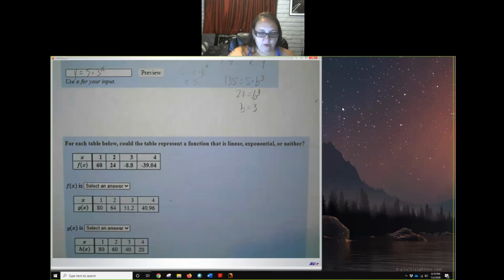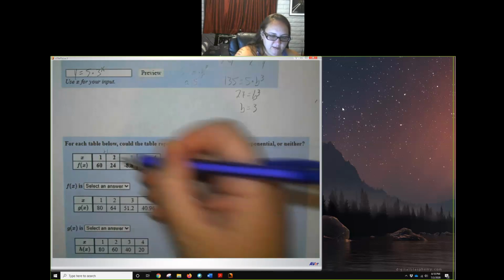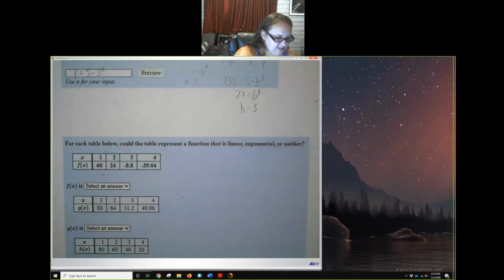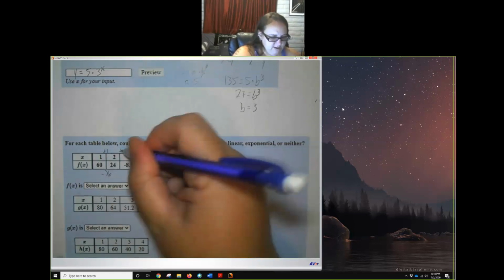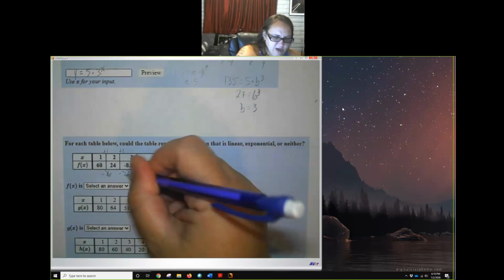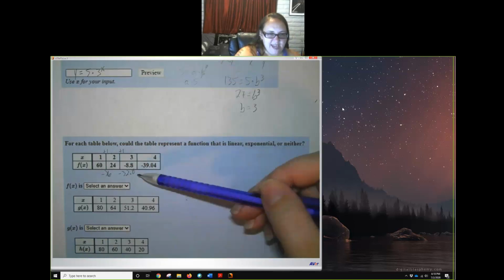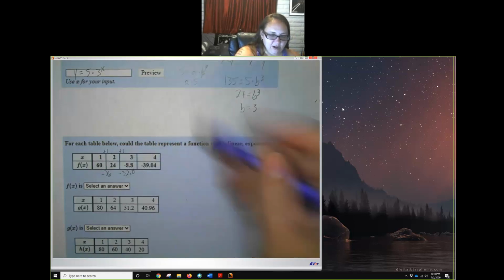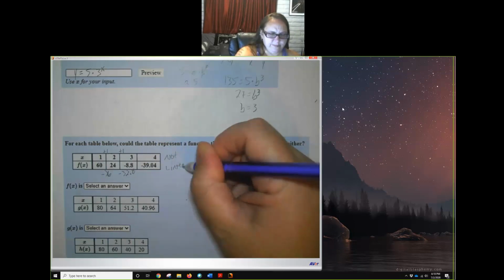Okay, so to determine whether a function is linear, you need to look for a common slope. So for example, this went up by 1 and this went down by, what is 16 minus 24? 36. This went up by 1 and then 24. This went down by 32.8. So see how the ratio here is not the same? So this is not linear.